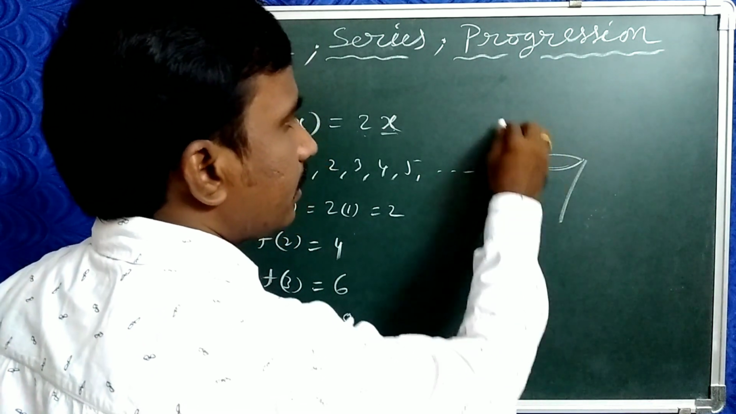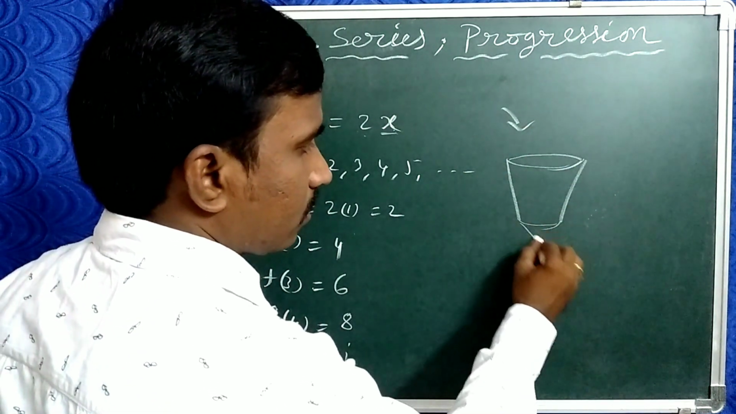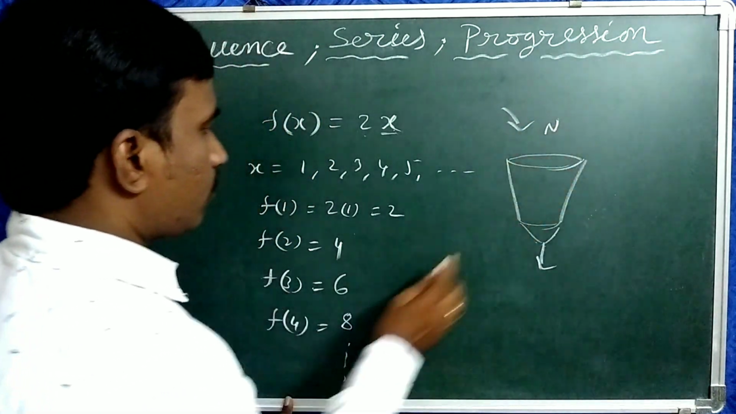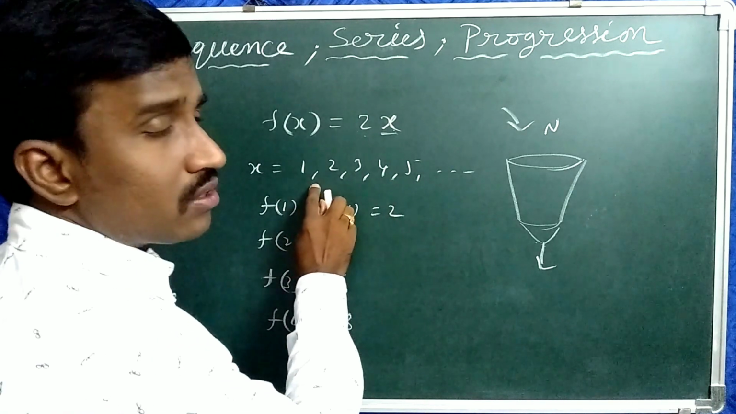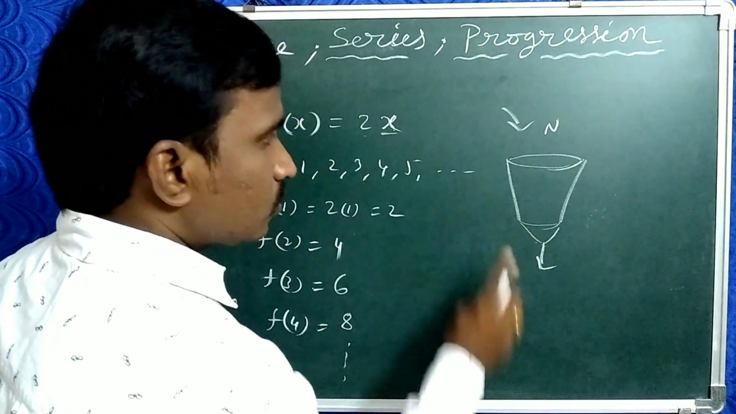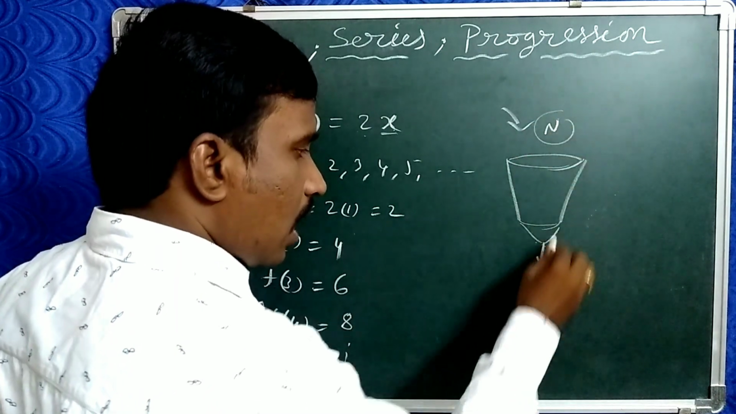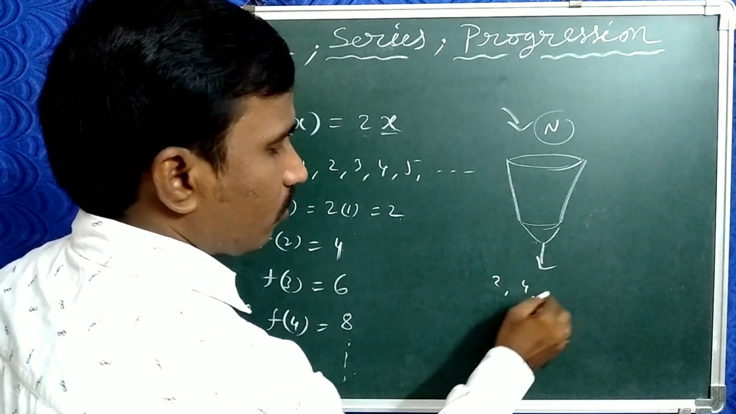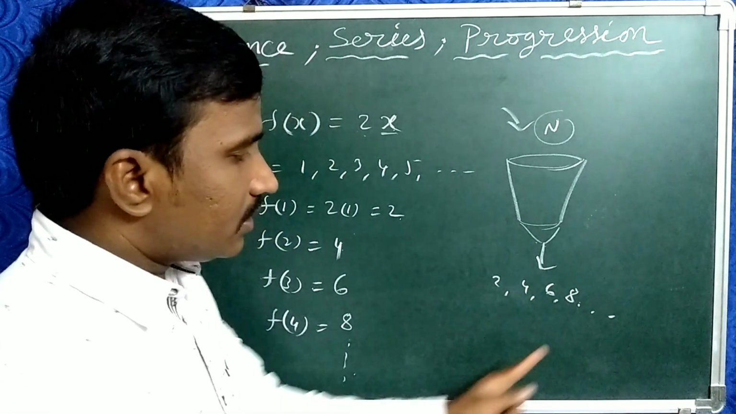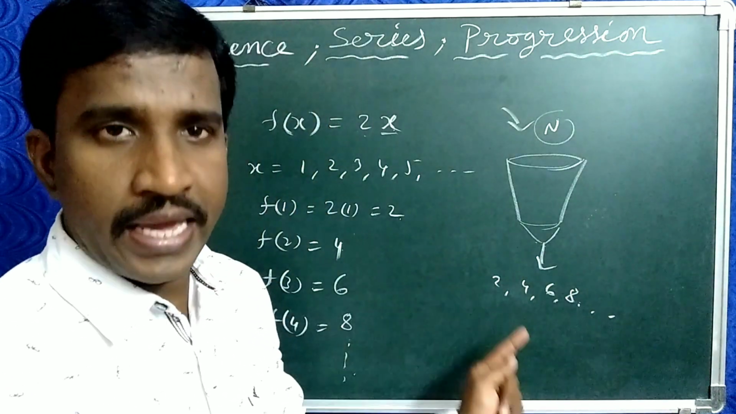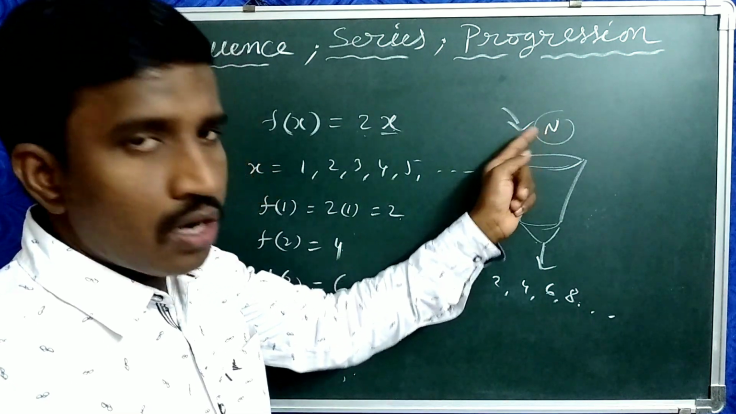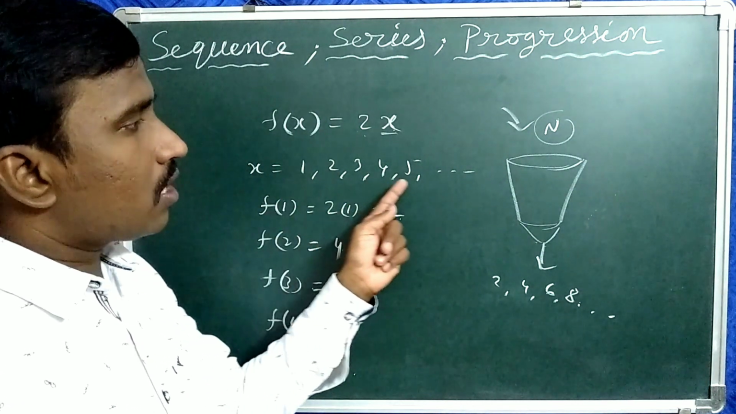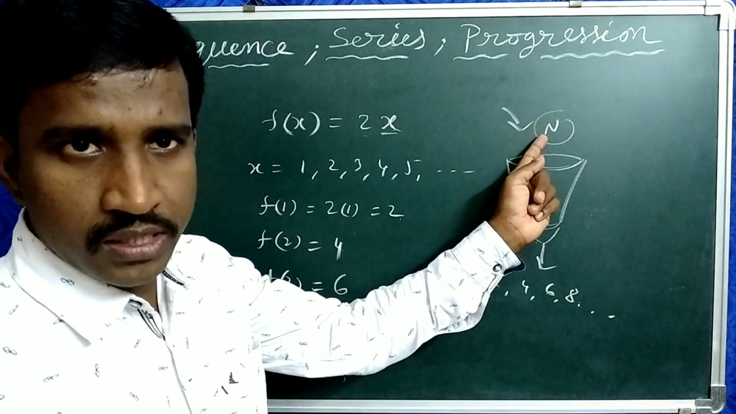Suppose we take your input values and your output values. The input values are the set of natural numbers, because 1, 2, 3, 4 are our set of natural numbers. And the output values are 2, 4, 6, 8, and so on. These output values are called the range. The input values are called the domain. That's why in this function, the domain values belong to the set of natural numbers.